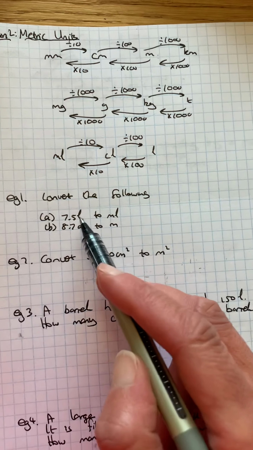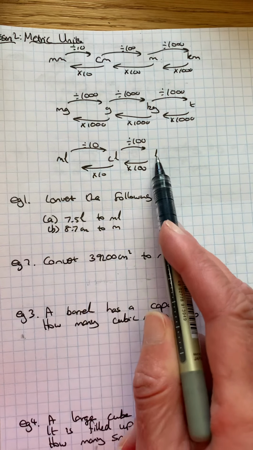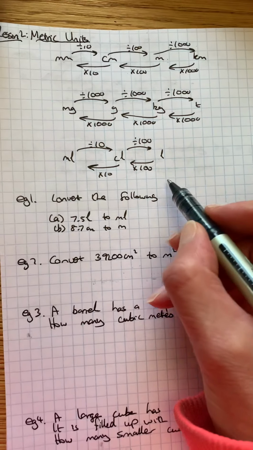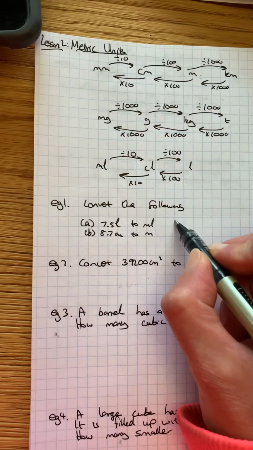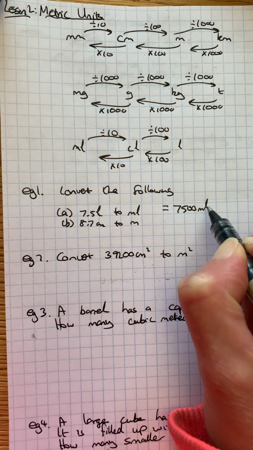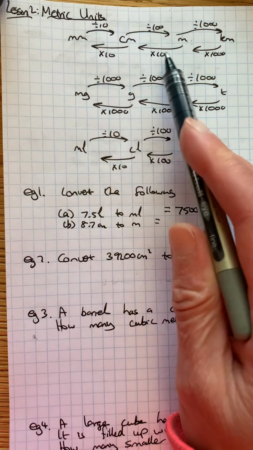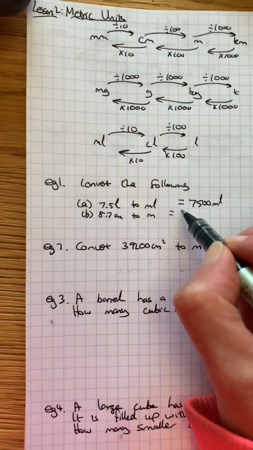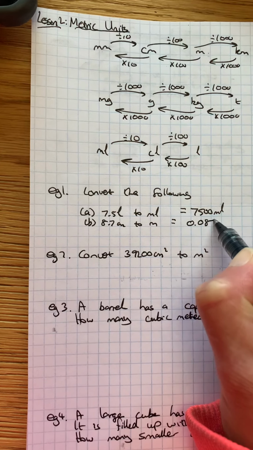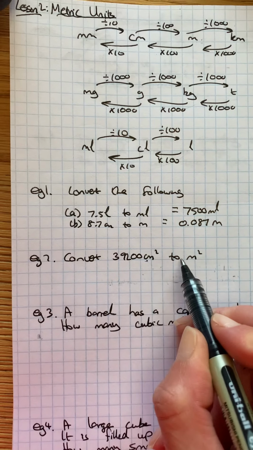Convert the following. 7.5 litres to millilitres. So litres to millilitres, just the whole way back, times by 1,000. So it equals 7,500 millilitres. 8.7 centimetres to metres. If you look up there, centimetres to metres, you divide by 100. So it's 0.087 metres.